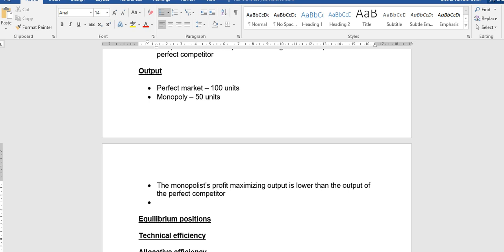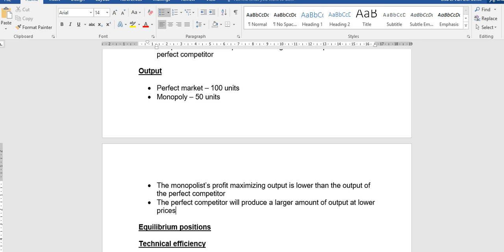So we can see that the perfect competitor will produce a larger amount of output, but he will charge lower prices. The perfect competitor compared to the monopolist will produce a larger quantity of output but he will charge lower prices. In terms of equilibrium positions, we are going to make the same comparison.